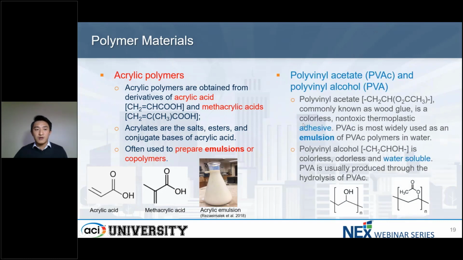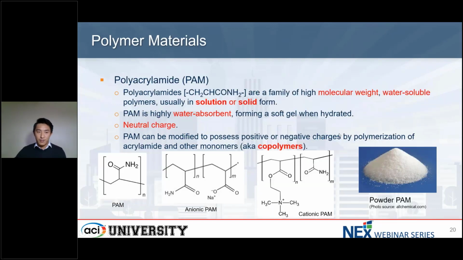Another common type of polymer that people use to produce emulsions are polyvinyl acetate or polyvinyl alcohol. And here are the structures of these. For polyvinyl acetate, you may not know what it is, but you may have heard of it as wood glue or some other type of glue. This is because these polymers have adhesive properties.